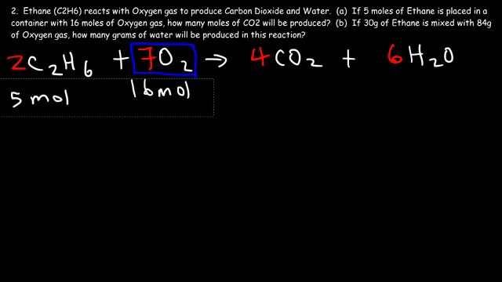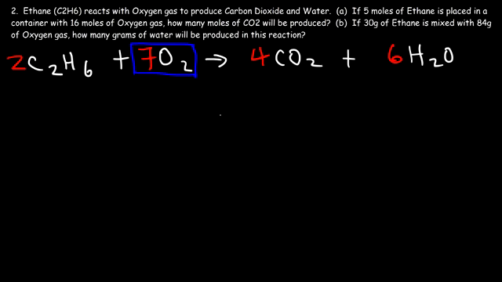Now I need to get rid of this as well. Keep in mind, we don't know if O2 is going to be the limiting reactant in the second part because we have new values. We're given 30 grams of ethane and 84 grams of O2.